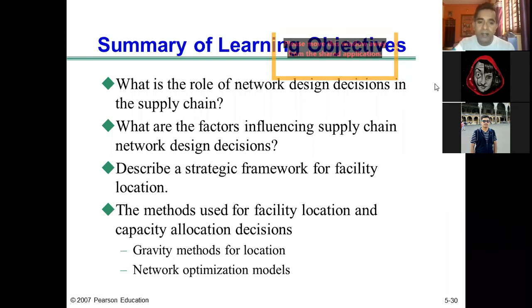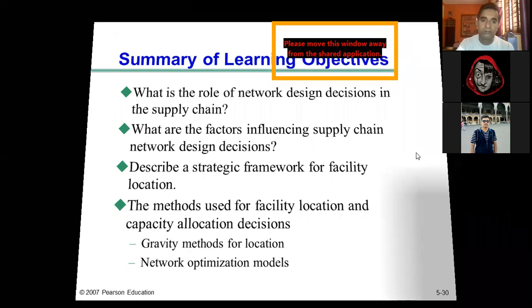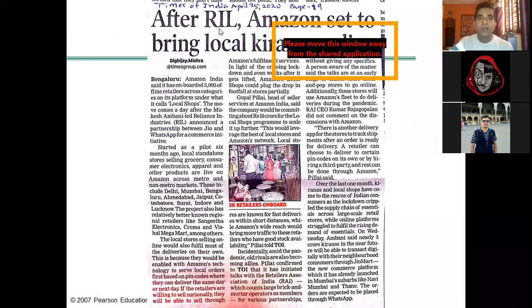Then in the meanwhile, if you have any questions, you can ask later also. Let me continue the practice of discussing news from the newspaper. Whenever we get news related to a specific subject, I discuss that. This is from today's Times of India newspaper, page number 9.